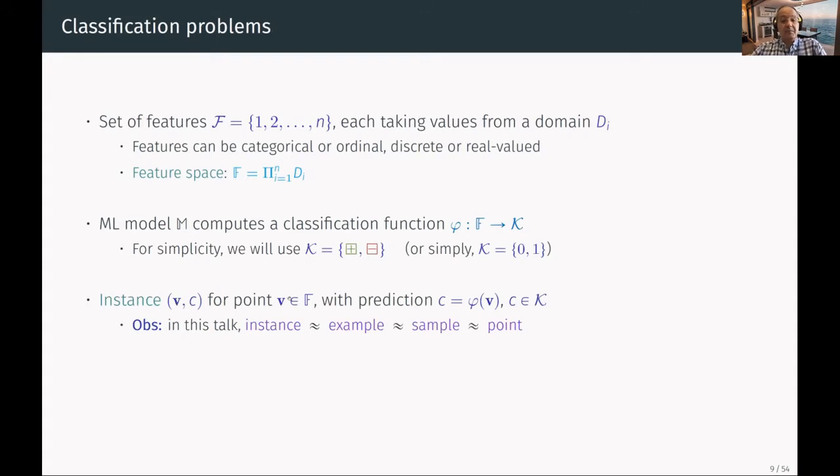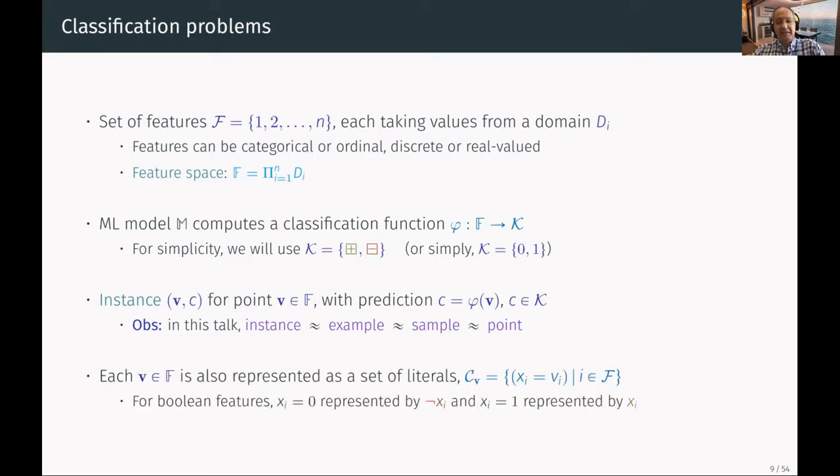An instance is a point in feature space and the associated prediction. And I will use sample, point, instance, all these possible names. And when necessary, I will view a point in feature space as a set of literals equating a variable associated with a feature with a concrete value, a specific constant value from the domain of that feature. And if the features are Boolean, I will just use not xi when the feature takes value 0 and xi when the feature takes value 1.